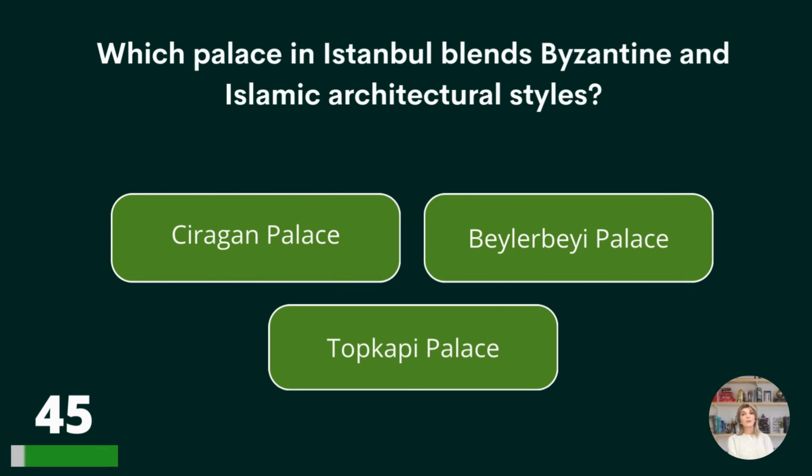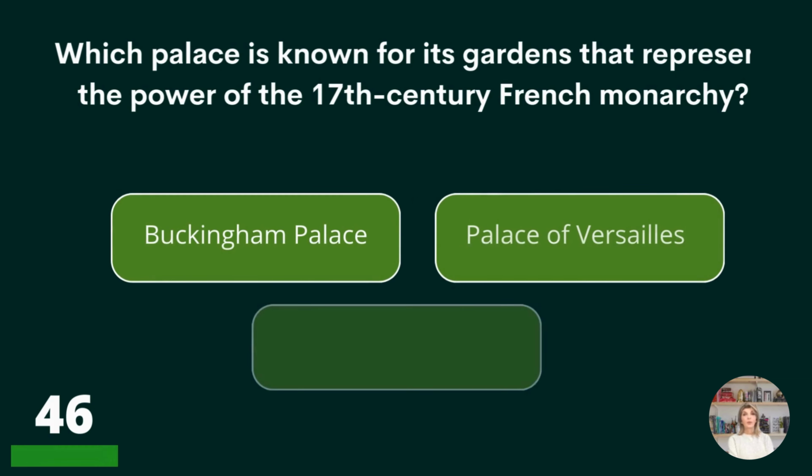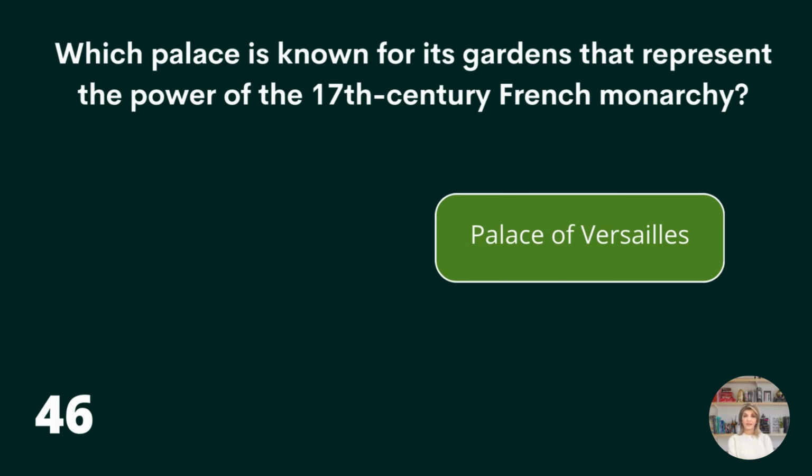Which palace in Istanbul blends Byzantine and Islamic architectural styles? Sarıgan Palace, Beylerbeyi Palace, or Topkapi Palace? Topkapi Palace. Which palace is known for its gardens that represent the power of the 17th century French monarchy? Buckingham Palace, Palace of Versailles, or Neuschwanstein Castle? The Palace of Versailles.